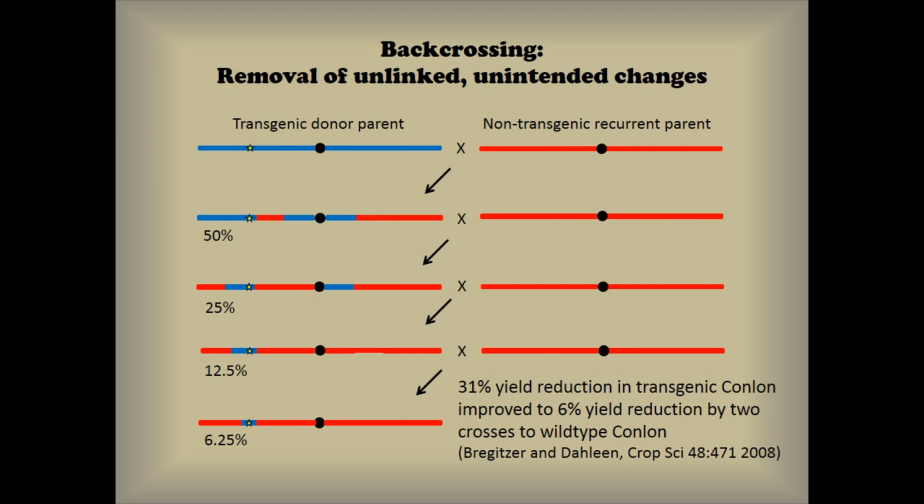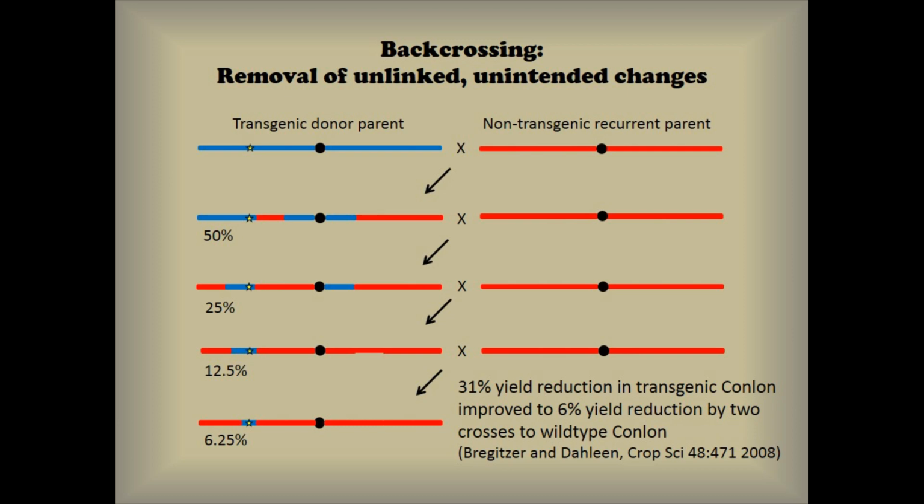In this particular study, we looked at a number of transgenic barley lines that were in the cultivar Conlin background. On average, these lines had a 31% yield reduction. This is just coming straight out of tissue culture and being self-pollinated and advanced to have enough seed to do a yield trial.